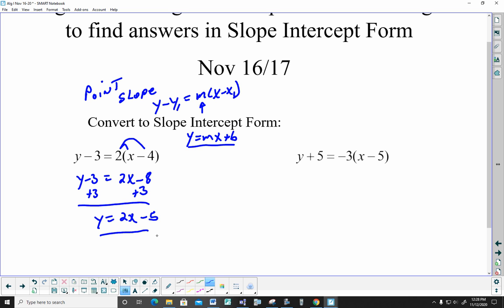These two equations say the same thing. They just look different. Okay? This is in point-slope form. This is in slope-intercept form. Okay? So this one, start by distributing the slope inside.